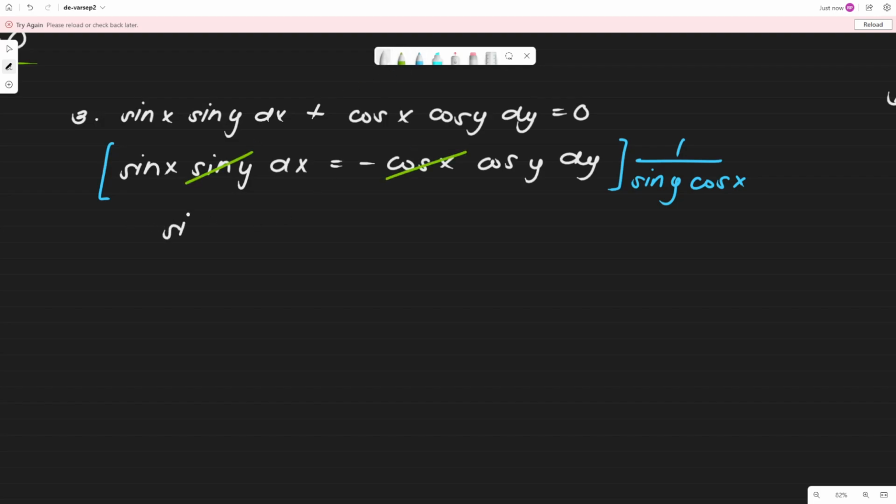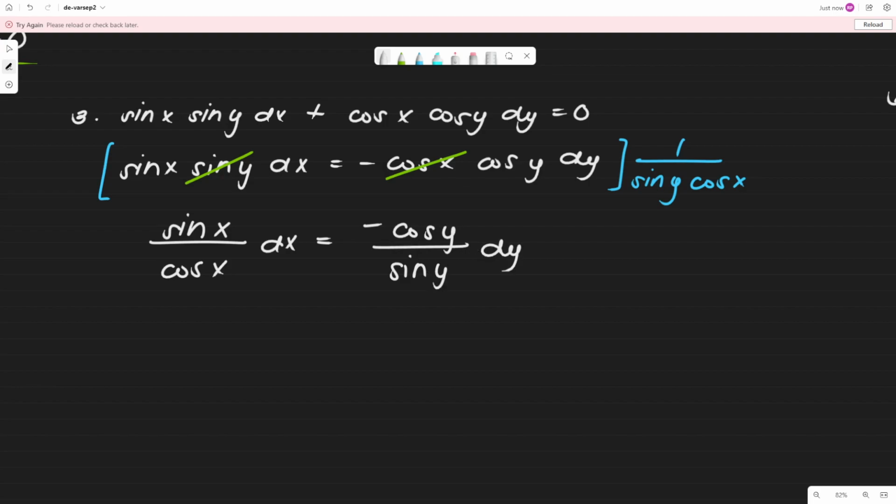So, we will have sin x over cosine x dx is equal to negative cosine y over sin y dy. Okay? Then, we can actually integrate this one, but it is easier if we use trigonometric identities, no? So, we have here sin x over cosine x is equal to tangent x, di ba? As per our trigonometric identity, so that is tangent x dx is equal to cosine y over sin y is cotangent naman, no? So, we have negative cotangent y dy.